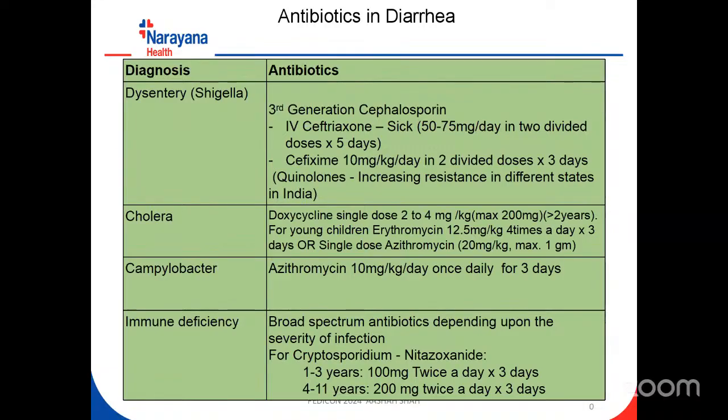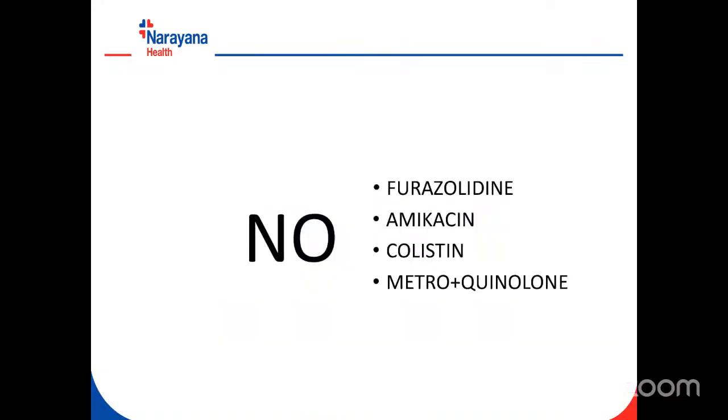Look at cholera. Cholera, it's a single dose of doxycycline. All right. Or a single dose of azithromycin. Campylobacter, how many of us have actually used azithromycin to treat a diarrhea? Almost never. In immune deficiency only, and only then. For cryptosporidium, when you have proved it, you'll be using nitazoxanide. Very important. No furazolidone, no amikacin, no colistin, and no standard combination that is so widely available.